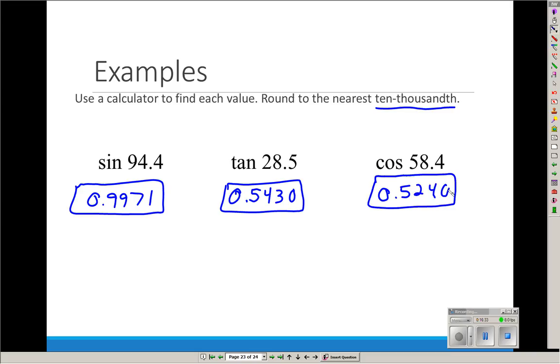Now you're probably thinking, what on earth do those mean? Well, remember what they mean. This right here, 0.9971, is the ratio of the opposite and hypotenuse side lengths. So I can use this number to help me find a missing side length if I know one of them. Same thing with tangent. The opposite and adjacent side length divide out to get 0.5430. So these numbers look funny, but they do come into play when we're solving for side lengths or angle measures.